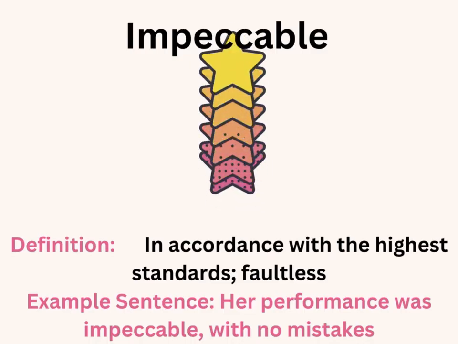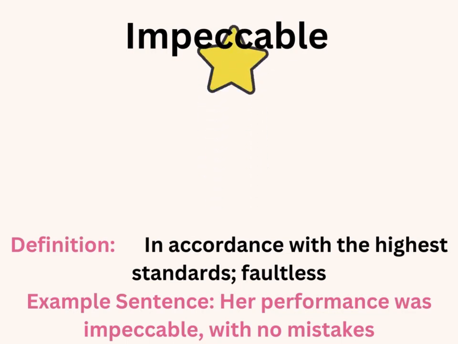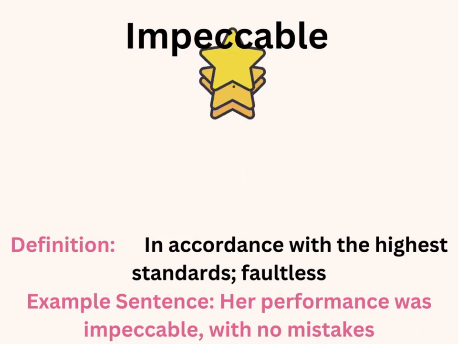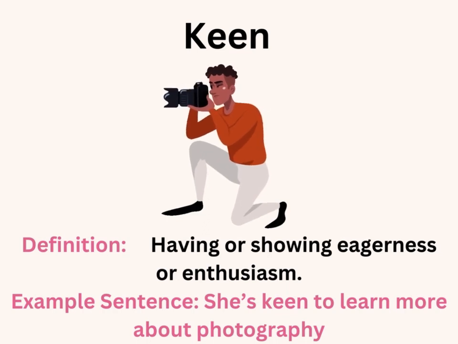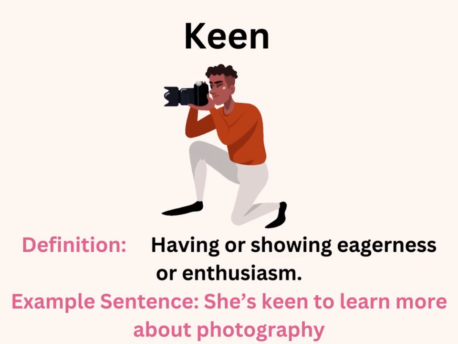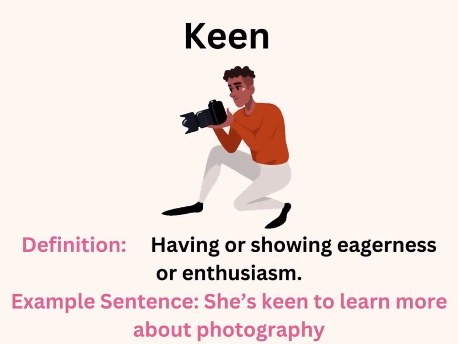Impeccable. Definition: in accordance with the highest standards, faultless. Example sentence: her performance was impeccable, with no mistakes. Keen. Definition: having or showing eagerness or enthusiasm. Example sentence: she's keen to learn more about photography.